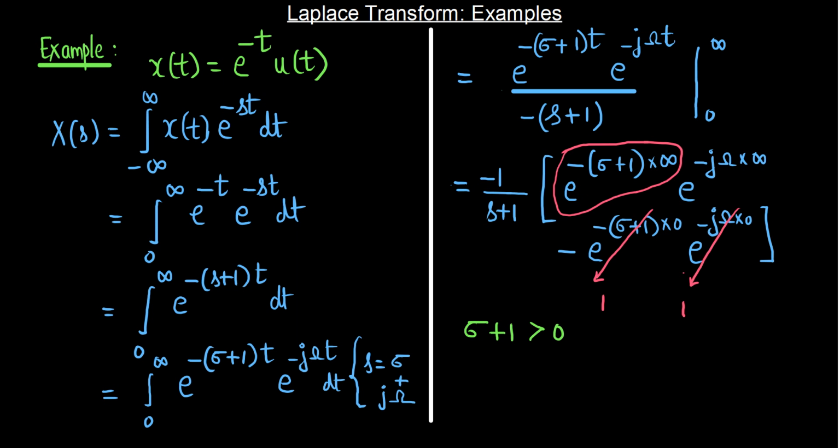So what I will write here is, this is going to be equals to 1 upon s plus 1 and this expression is true only if this sigma plus 1 is positive, or we can say that this sigma is greater than minus 1. This is an important condition.